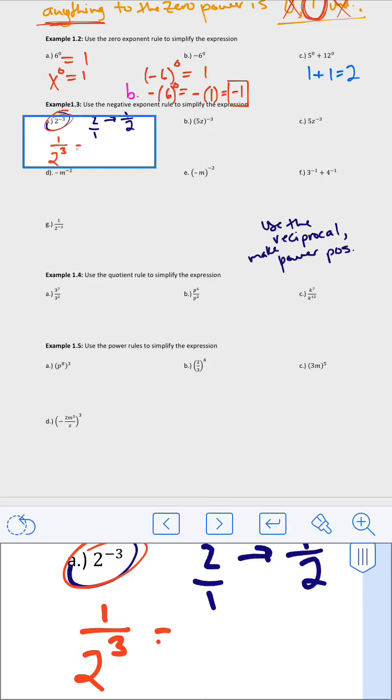We can simplify that down a little bit. 1 is just 1, so it stays 1. 2 to the third is 2 times 2, which is 4, times 2 again is 8, so 1/8. So 2 to the negative third simplifies down to 1/8.